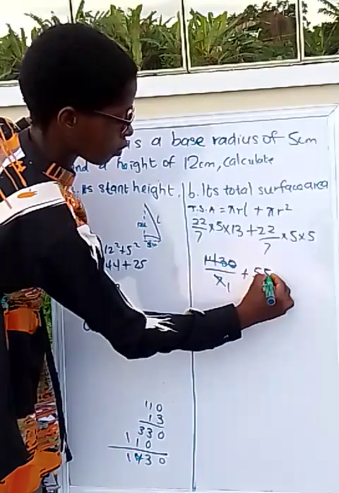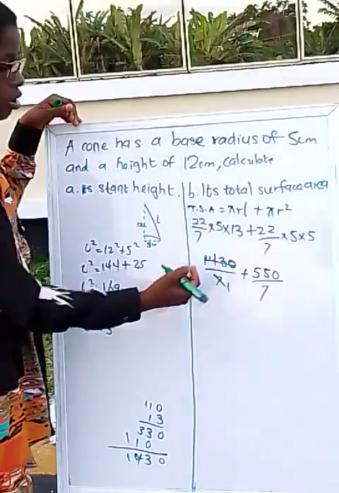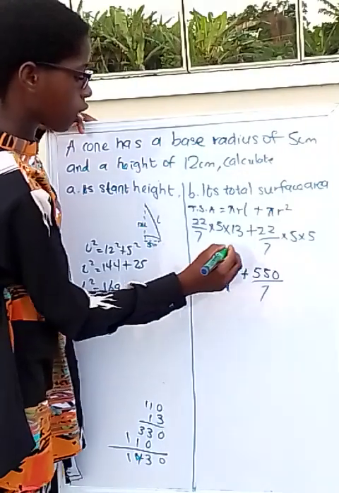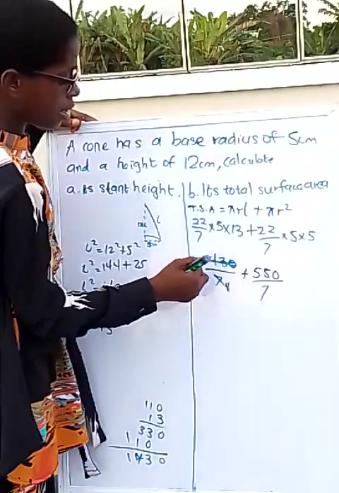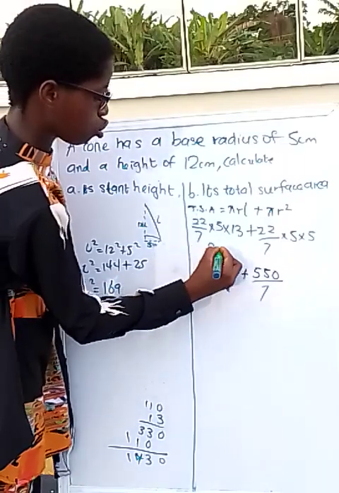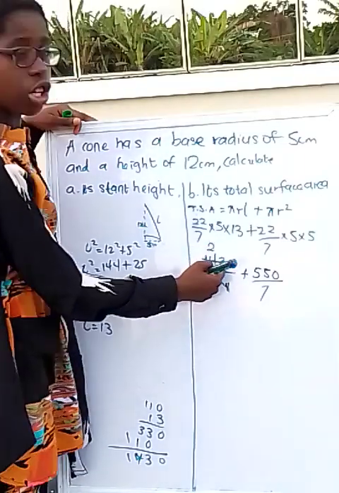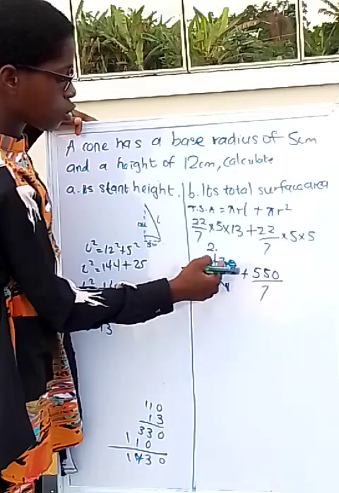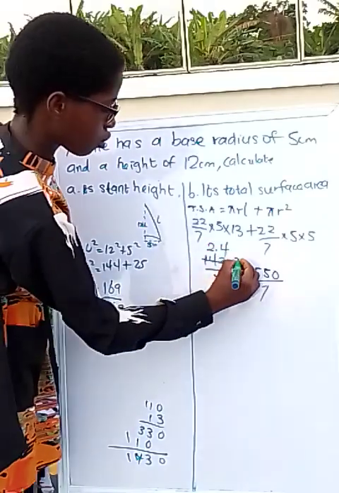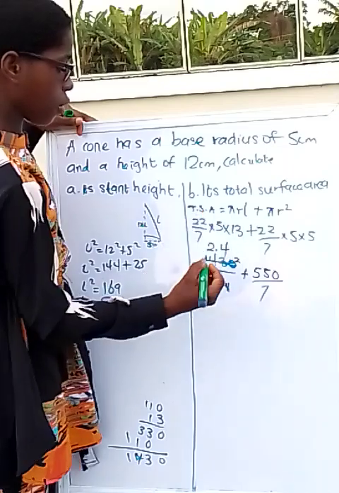7 in itself is 1. 7 in 1430. Okay, let's take it bit by bit. 7 in 14 is 2. 7 in 3 is not possible, you put points. So 7 in 30 is 4. Remainder 2. 7 in 2 is not possible, you add 0. 7 in 20 is 2.